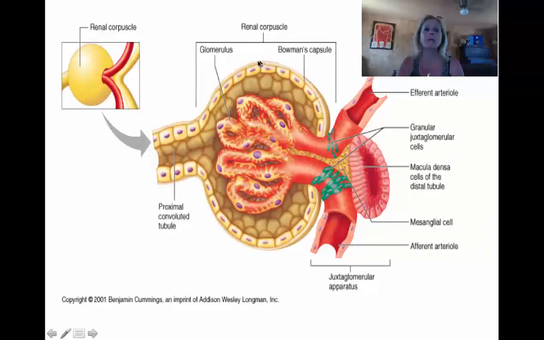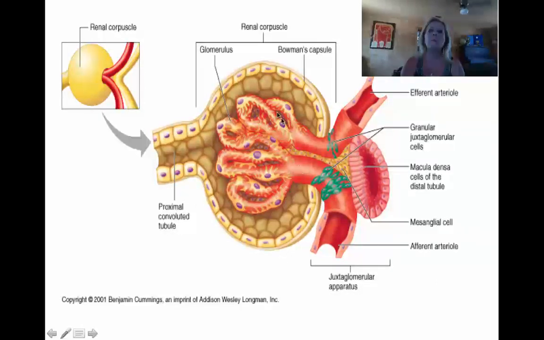And Bowman's capsule is made up of two parts. There is a visceral layer and there is a parietal layer. The visceral layer, each one of these little cells looks like an octopus here. These are what they call podocytes, and they are attached to capillaries. The parietal layer is a layer that goes all the way around these capillaries, and if you look over here, it sort of looks like a basketball that goes around the capillaries. And this makes up all of Bowman's capsule.